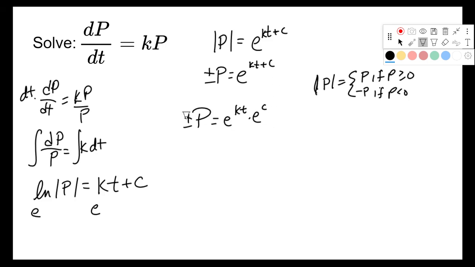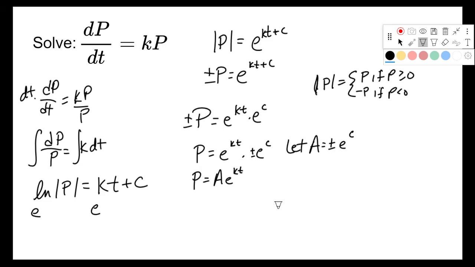And now what we're going to do is take this plus or minus and stick it on the e to the c, because e to the c is just some number. So we're going to stick it there with that constant. And we are going to say P equals e to the kt times plus or minus e to the c. Then I'm going to rename plus or minus e to the c with a different letter. I'm going to let A equal plus or minus e to the c. So we get P equals A e to the kt power.